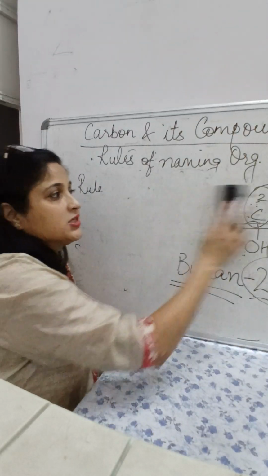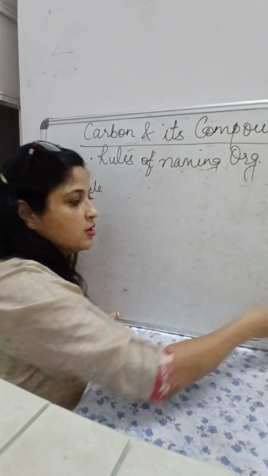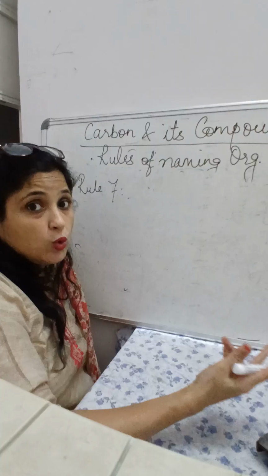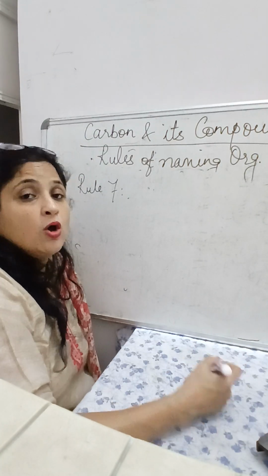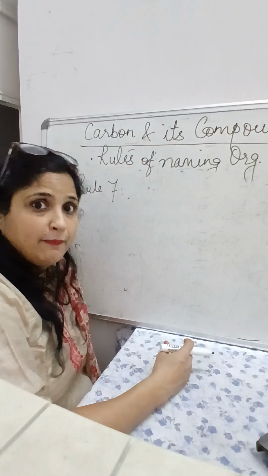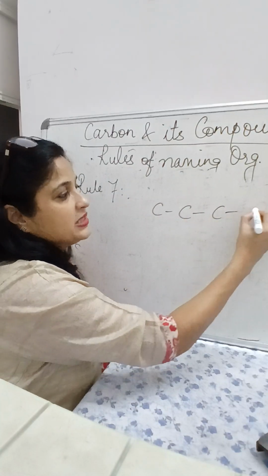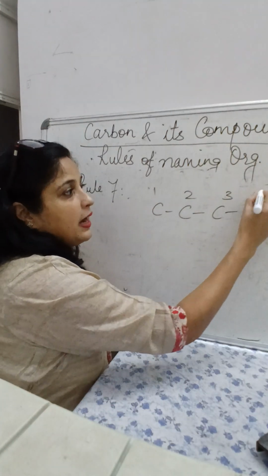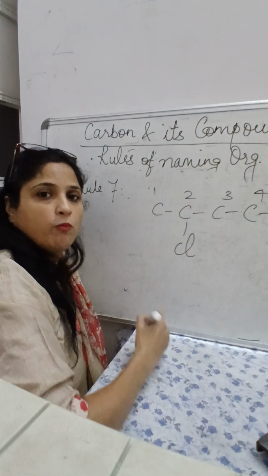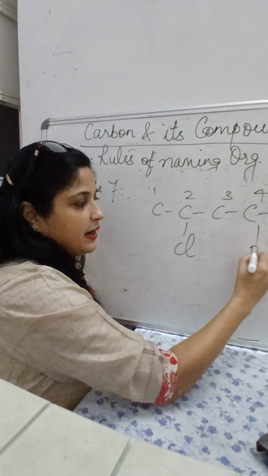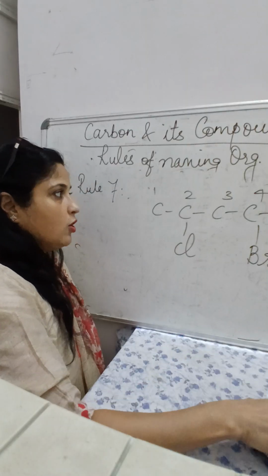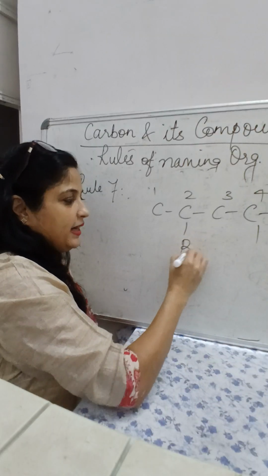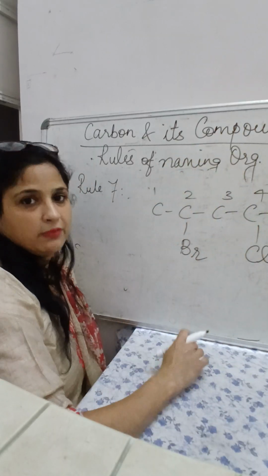Now coming to the last rule of nomenclature, that is wherever I have 2 or more than 2 functional groups or alkyl groups, always I will do the numbering alphabetically. So let me show you one example again. There are 5 carbon atoms. On the second one I have chlorine group, and on the fourth one I have bromine group. Or let me do the vice versa. Bromine I take first and chlorine I take later.